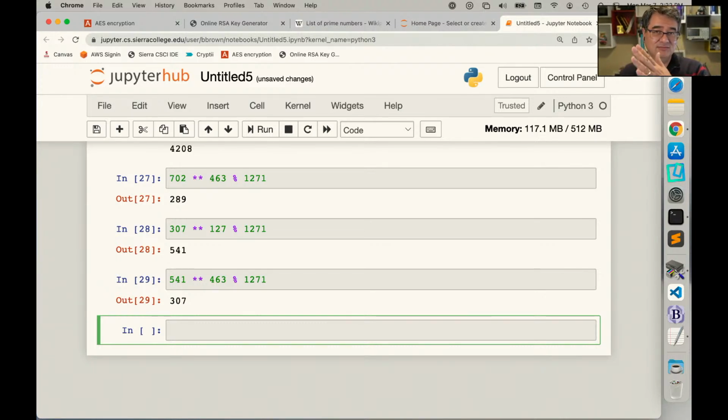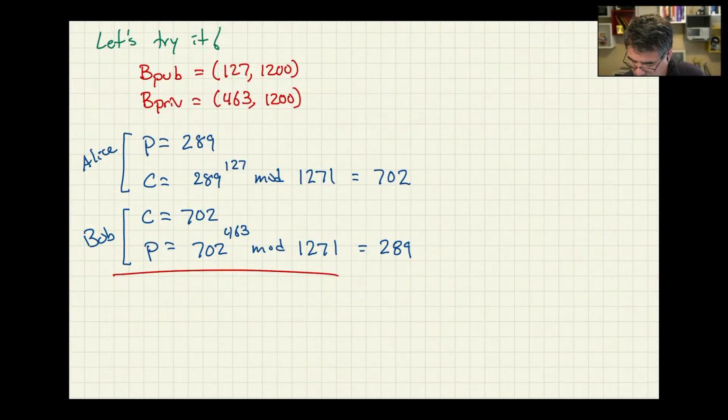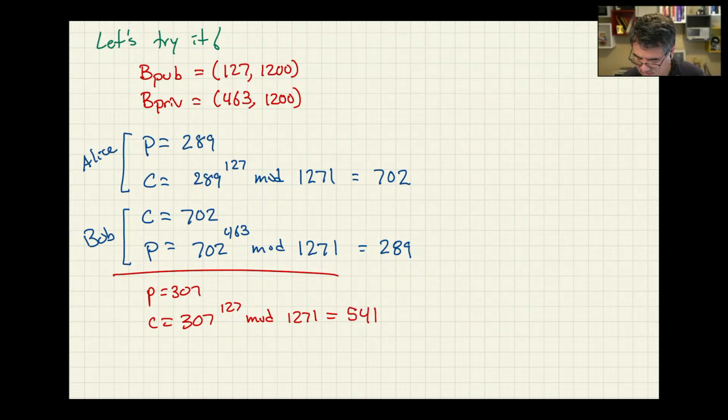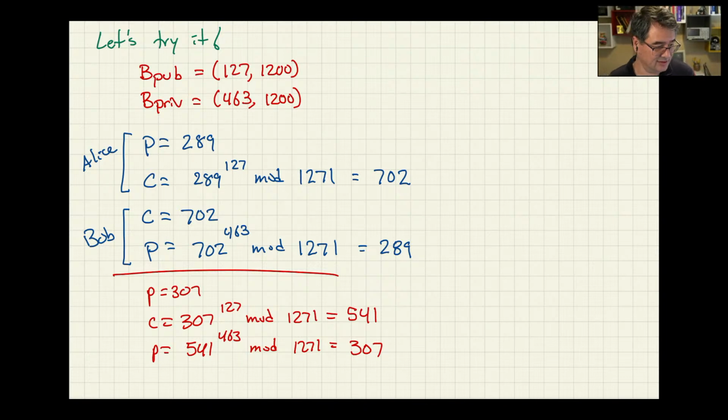So we can basically take any number between 0 and 1271, and we can encrypt it, and then we can decrypt it. The number you encrypt has to be less than the value of n, but otherwise any value in that range should work. (307 to the 127th power) mod 1271 is equal to 541, and then P is equal to 541 raised to the 463 power mod 1271, and that gives us 307 back. I know, it's like magic, huh?